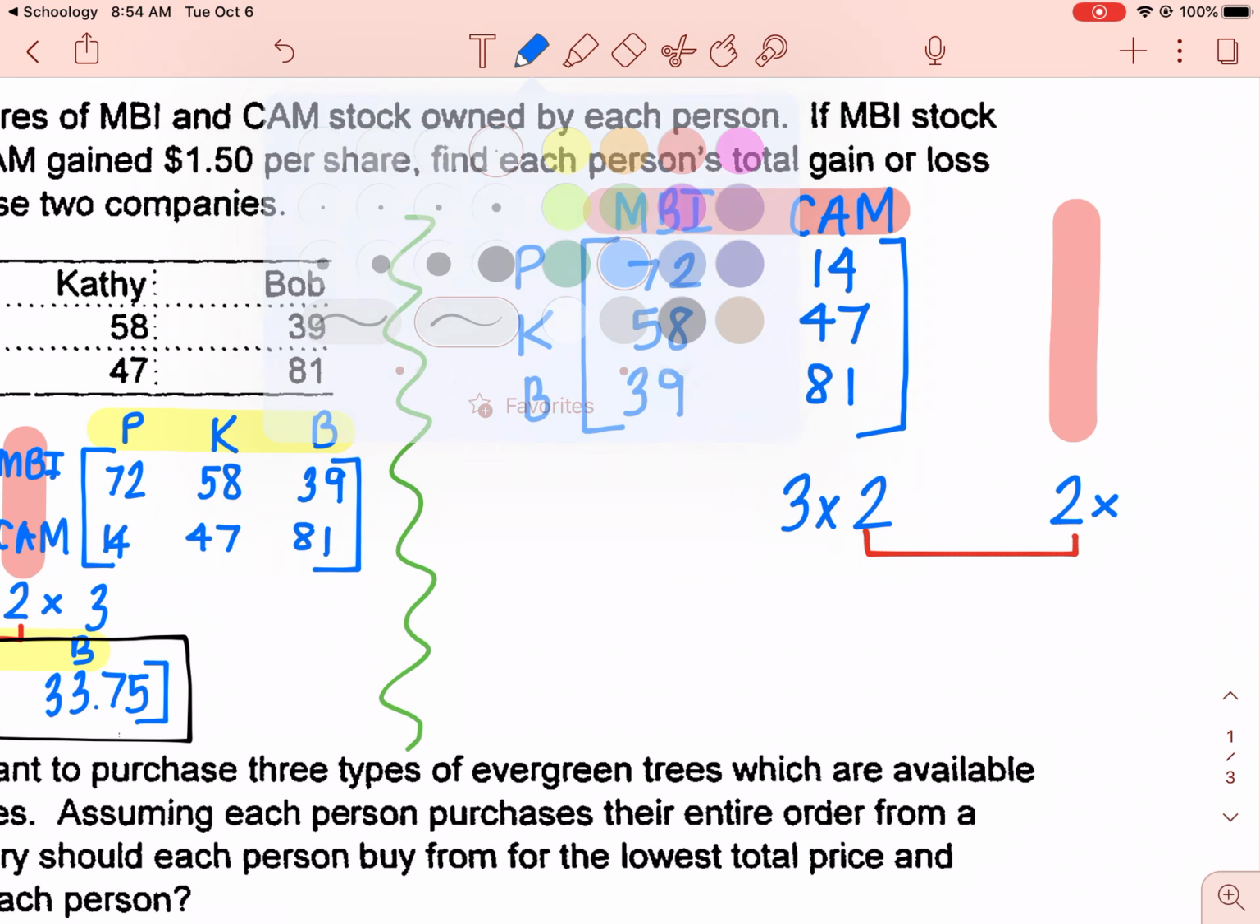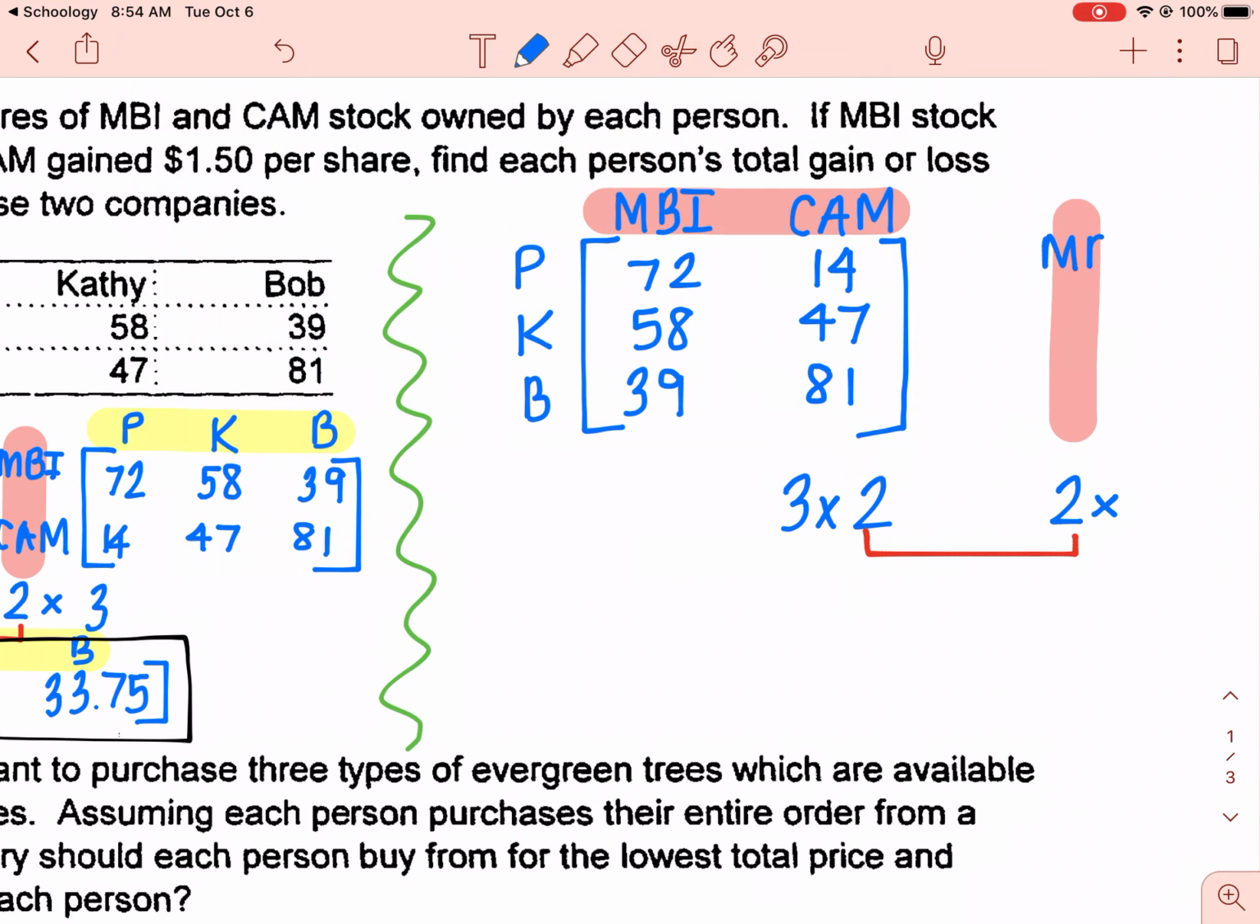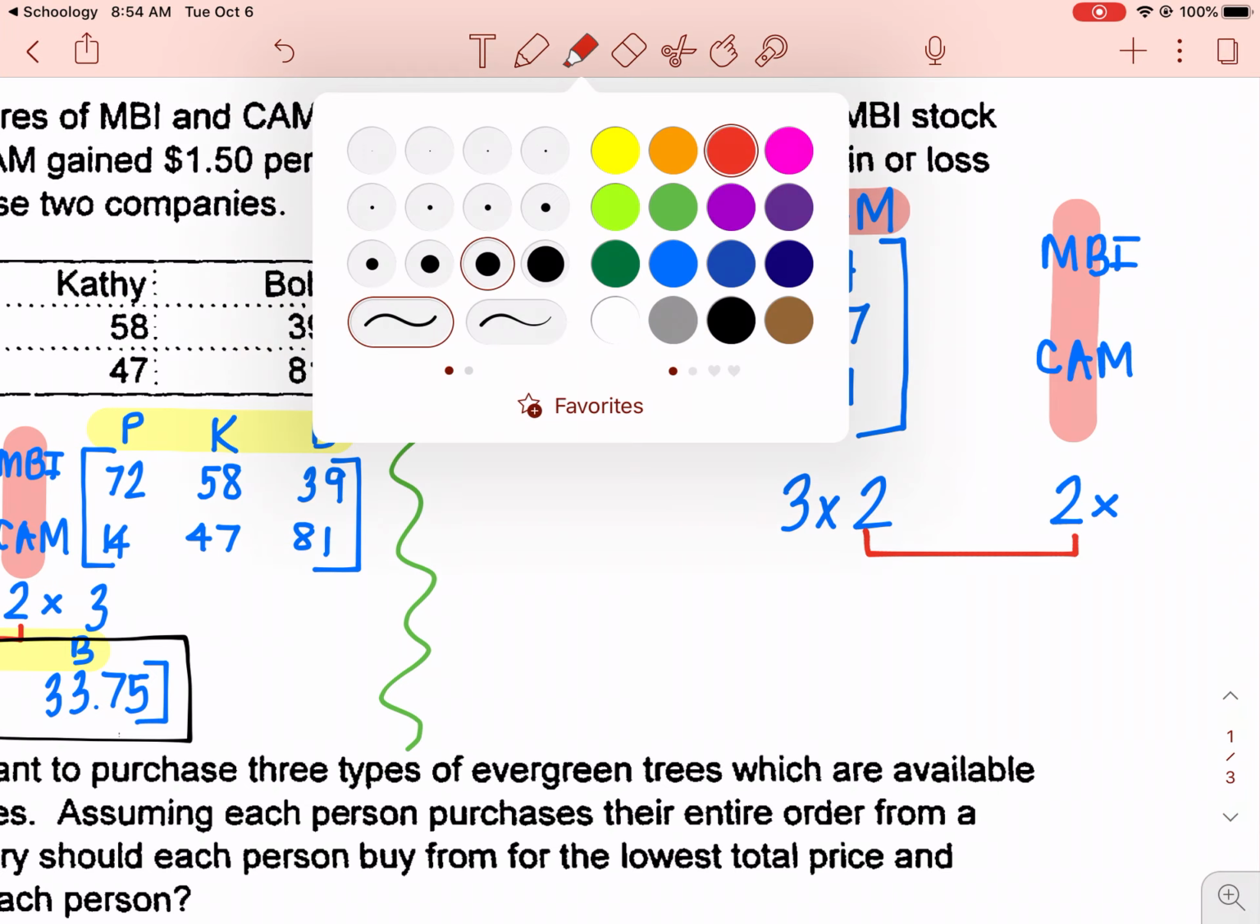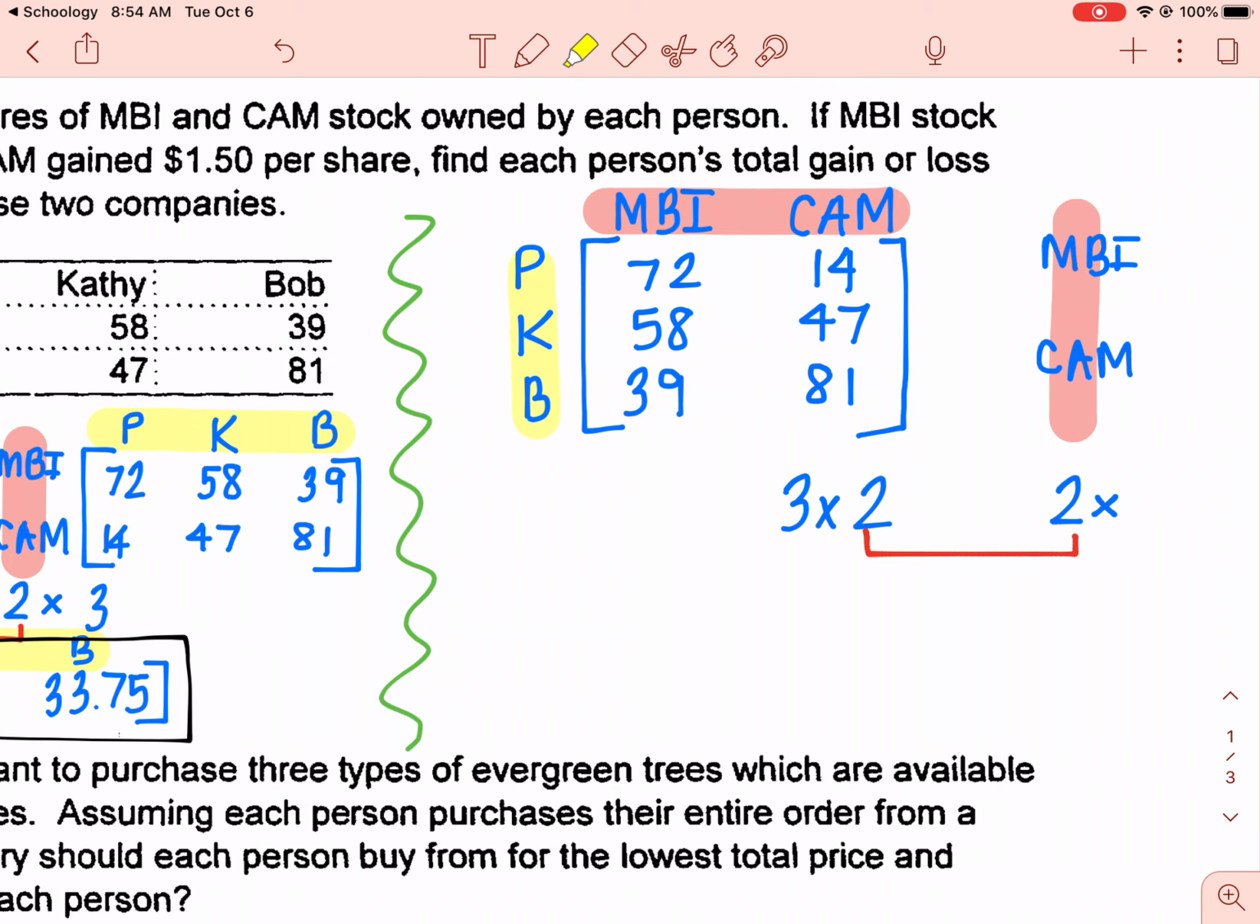Well, that kind of helps me set this up then. I know this is like so. And what am I trying to find? I'm trying to find each person's, so right here, here's each person's gain or loss. So this needs to be money. How much did the company gain or lose?